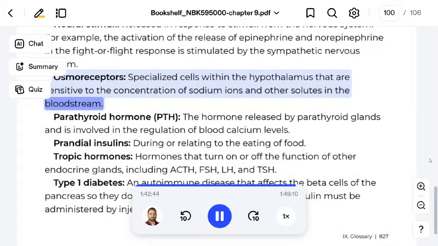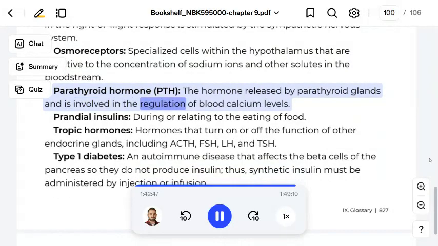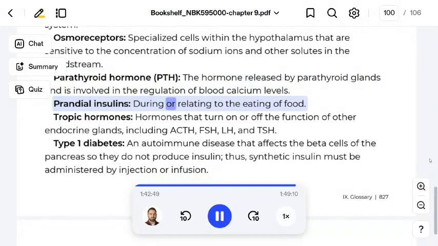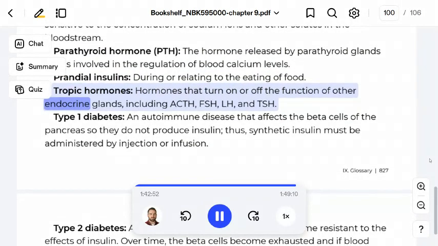Parathyroid hormone: the hormone released by the parathyroid glands that is involved in the regulation of blood calcium levels. Prandial insulins: during or relating to the eating of food. Tropic hormones: hormones that turn on or off the function of other endocrine glands, including ACTH, FSH, LH, and TSH.